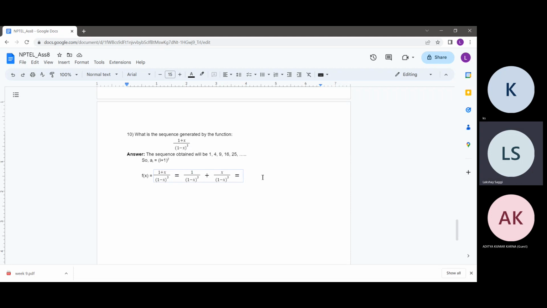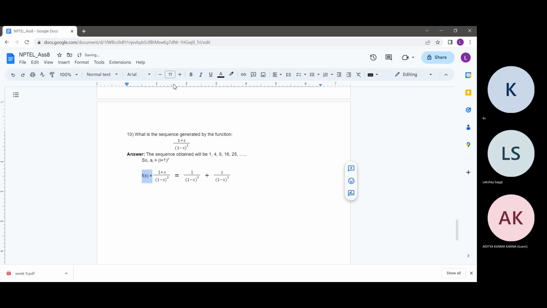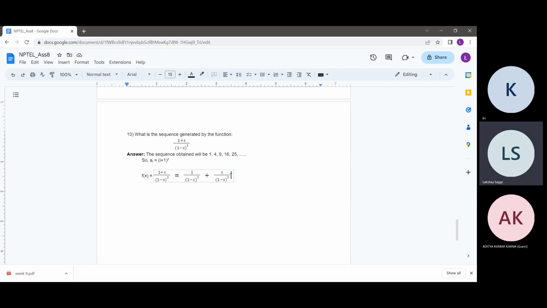So 1 upon (1 minus x) cubed, maybe I can just find its expansion. What will the expansion be for the first part, this 1 upon (1 minus x) cubed part? It will be 1 plus 3x plus, I believe this will come out to 3 times (3 minus 1) by 2, so it will come out to 6x squared, and so on for the first term.